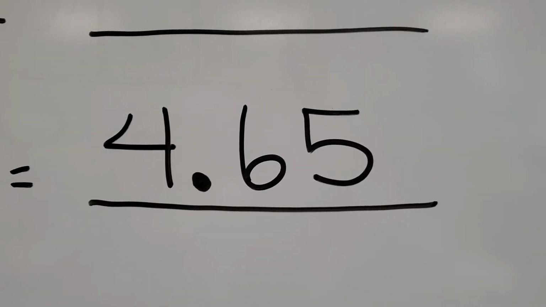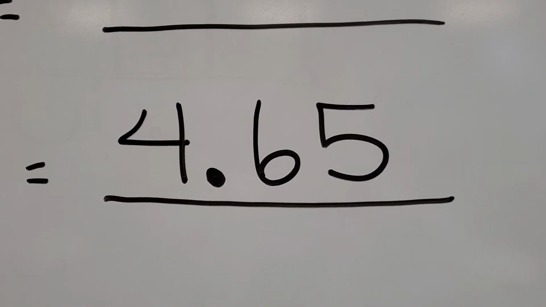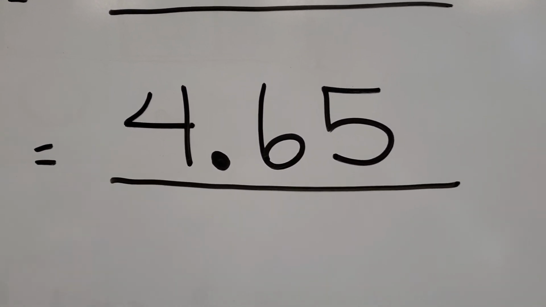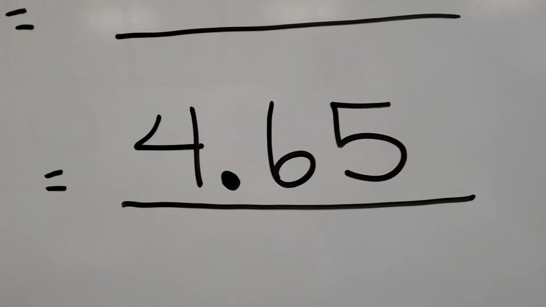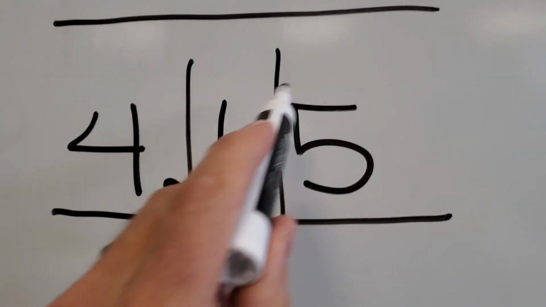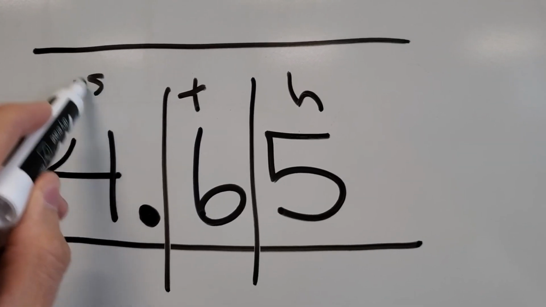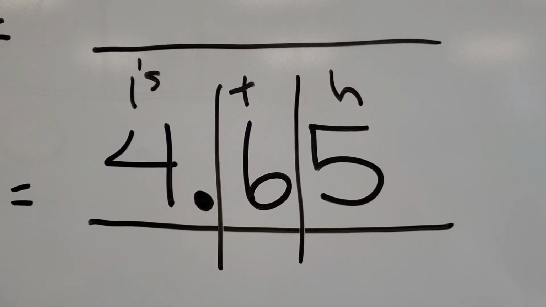Now we read this number as 4 and 65 hundredths. And remember, when you hear that unit name at the end, hundredths, that tells you where our last digit is going to go. In this case, this is the hundredths, this is the tenths, and this is the ones. 4 and 65 hundredths.